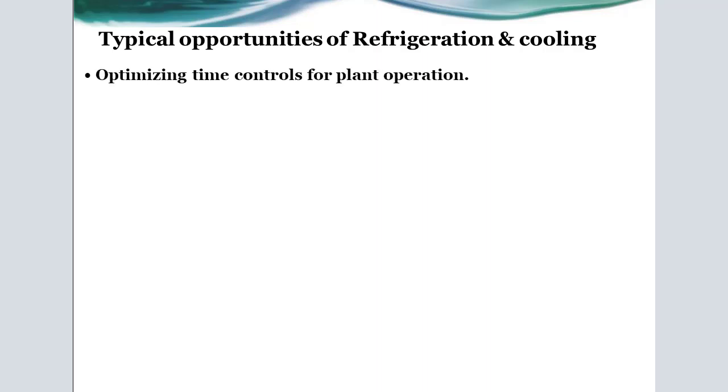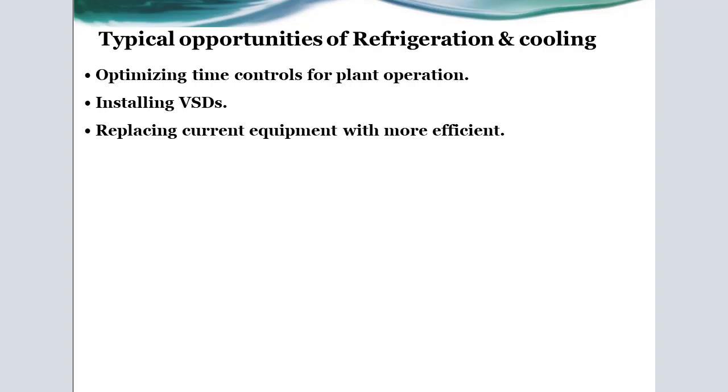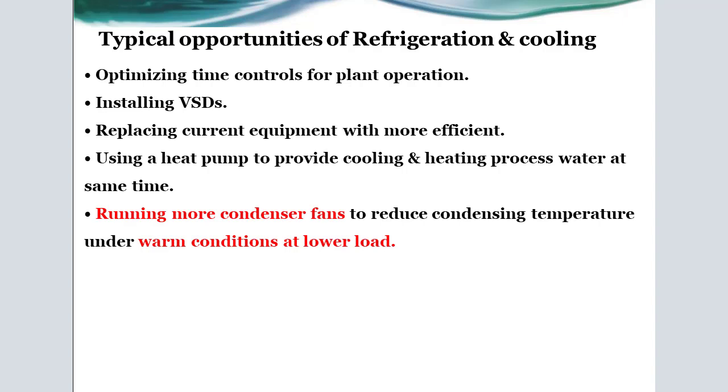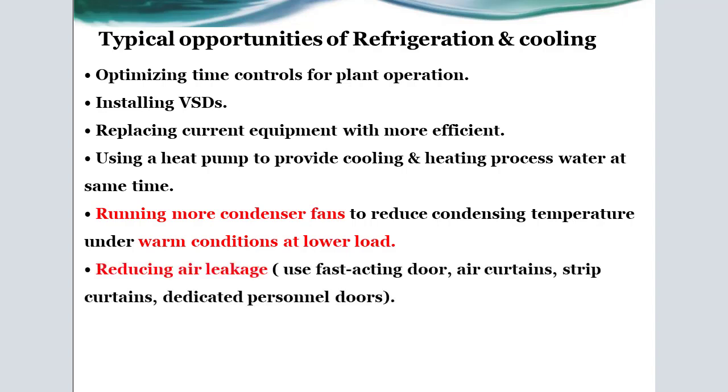Here, by optimizing time controls for plant operation and by using variable speed drives, and also by replacing current equipment, if possible, of course, with more efficient equipment, and maybe by using a heat pump that can provide cooling processes and heating processes of water at the same time, and also running more condenser fans in order to reduce condensing temperature under work conditions in the situation of operation under lower load, and also by reducing air leakage, such as using fast acting doors or air curtains or strip curtains, or by using dedicated personal doors and so on.